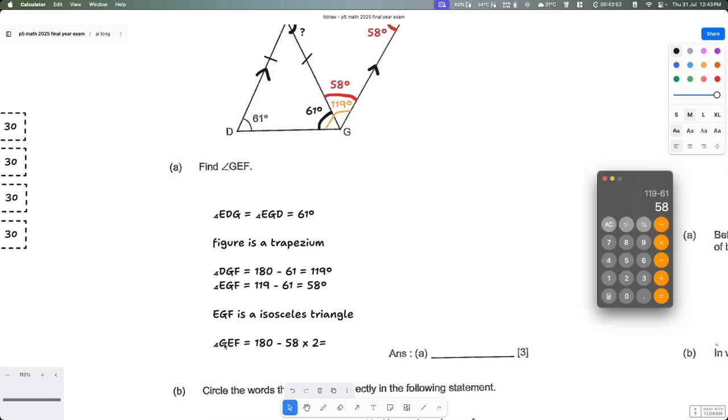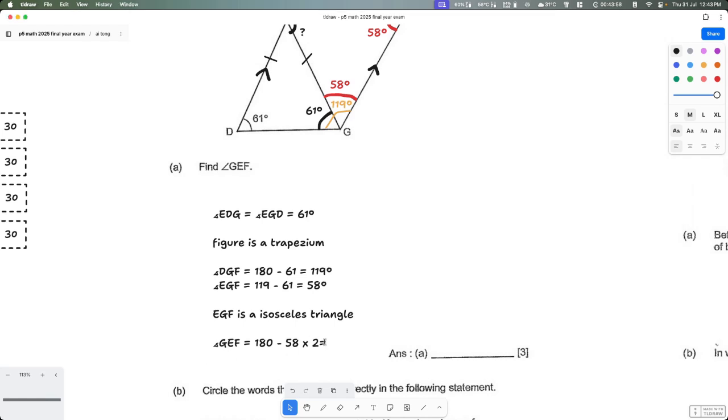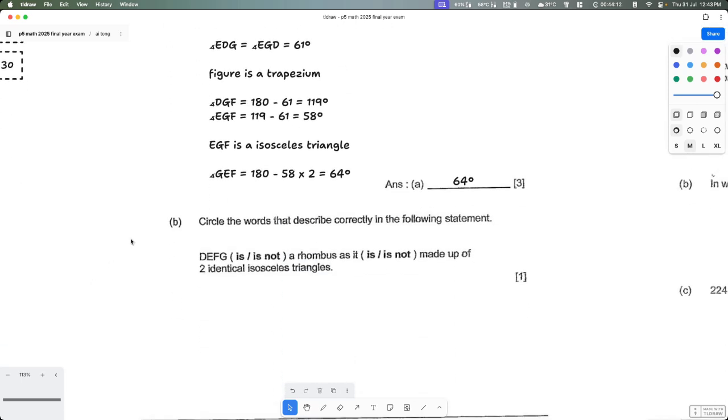Okay, let's use our calculator. So 180 minus 58 times 2. This will be 64. So the answer to this is 64 degrees. Okay, and that's the answer. 64. Not red, black. All right. Okay, 64 degrees. All right, next one.